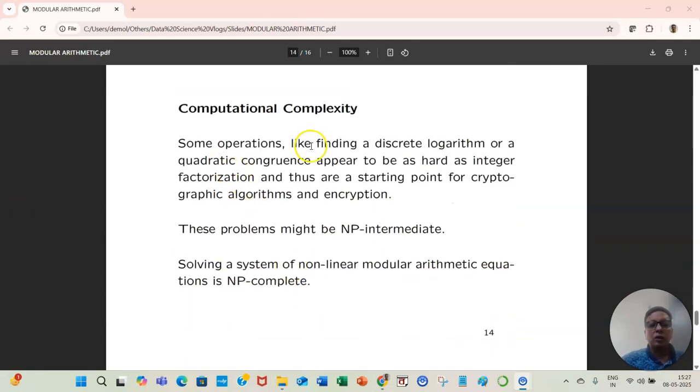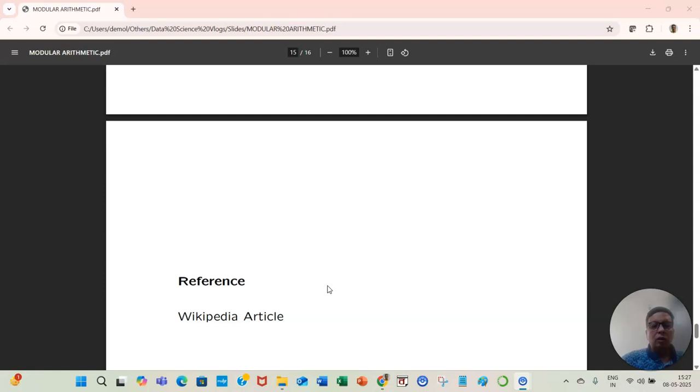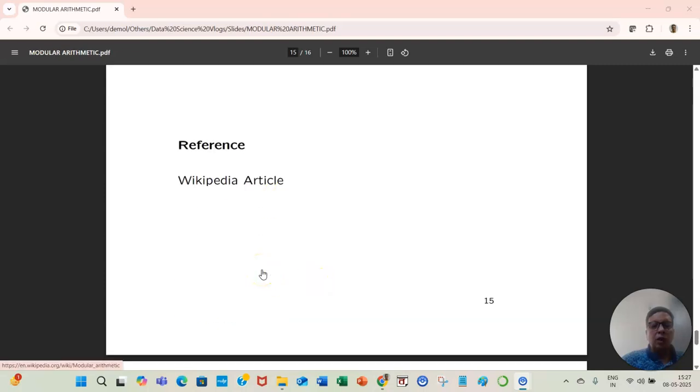Some operations, like finding a discrete logarithm or a quadratic congruence, appear to be as hard as integer factorization and thus are a starting point for cryptographic algorithms and encryption. These problems might be NP-intermediate. Solving a system of nonlinear modular arithmetic equations is NP-complete. All the talk is based on the Wikipedia article.